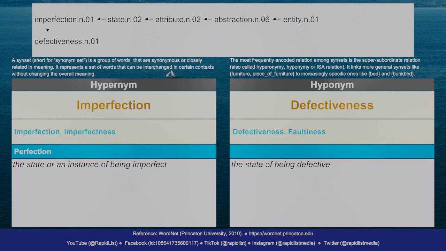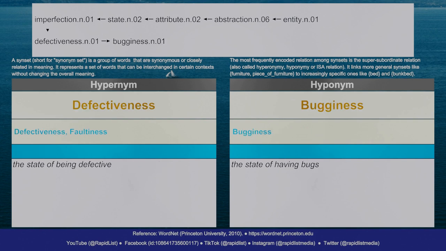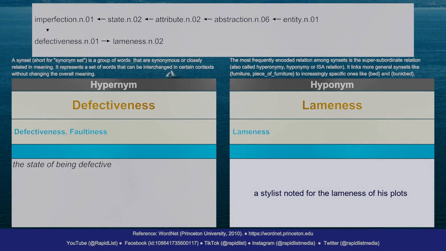Defectiveness. The state of being defective. Bugginess. The state of having bugs. Lameness. An imperfection or defectiveness. A stylist noted for the lameness of his plots.